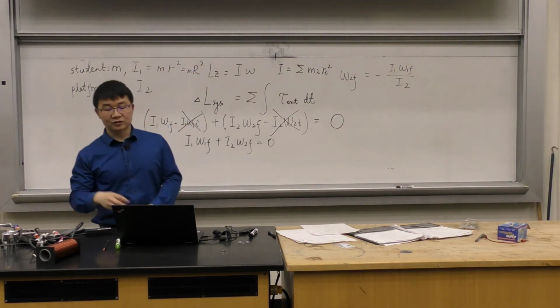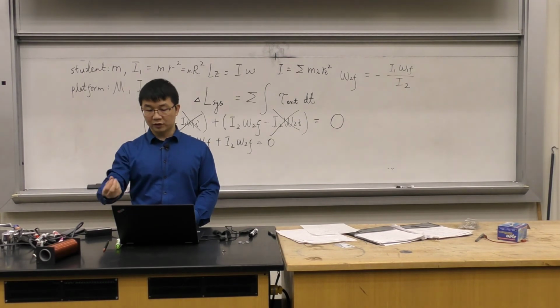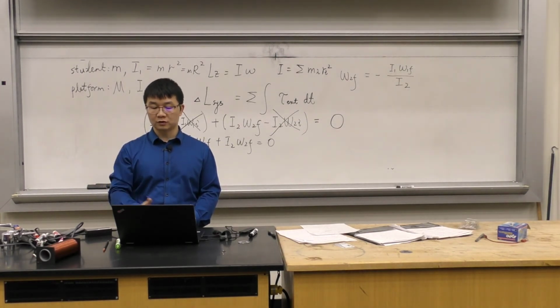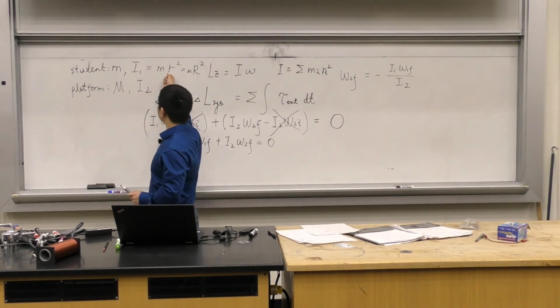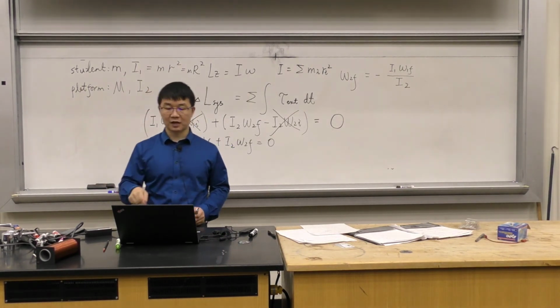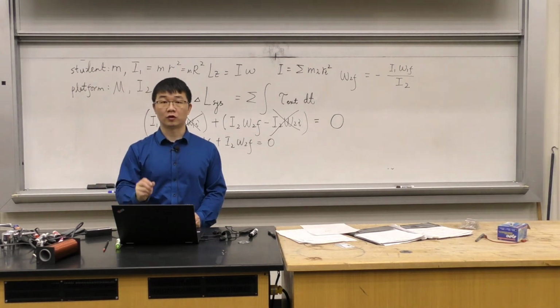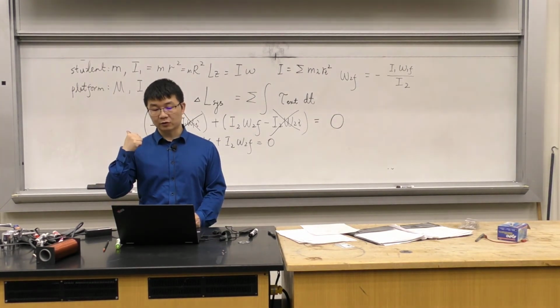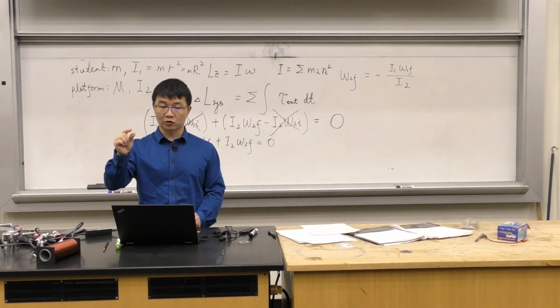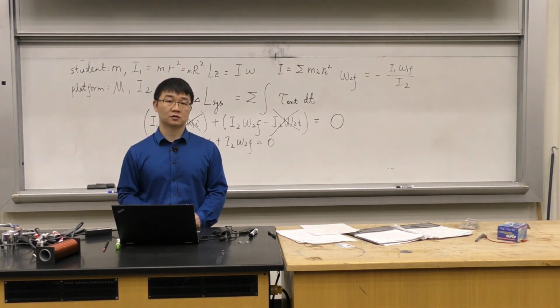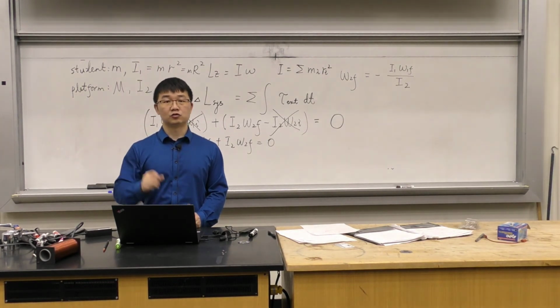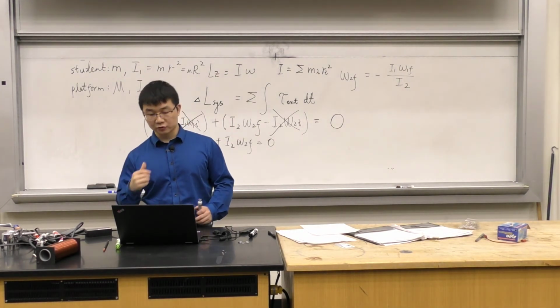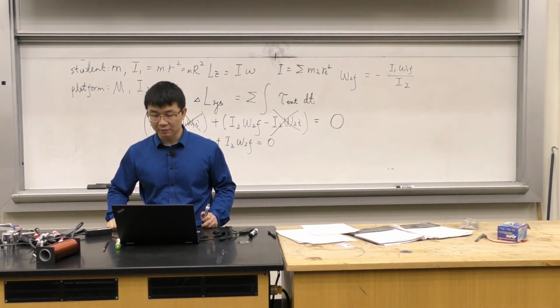But the student can be at a different location. Say the student is halfway between the center and the rim. What is the little r you plug in? That's going to be 1/2 times the radius of the platform. You need to understand this little r is always the radius of the circular motion of this rotating object, if it's an isolated point mass. It's not always the radius in the problem, okay?